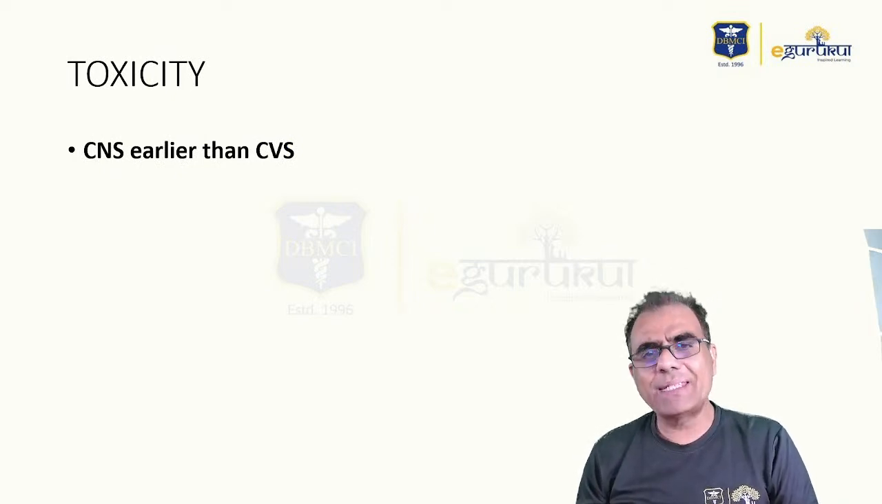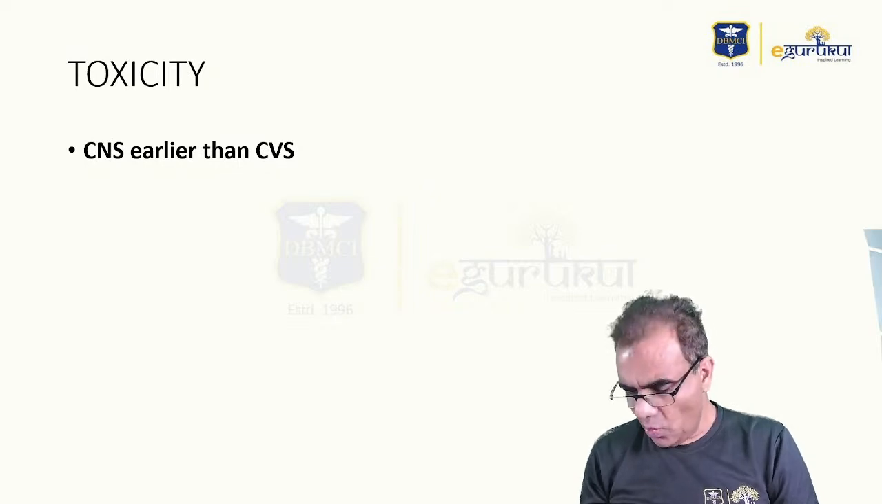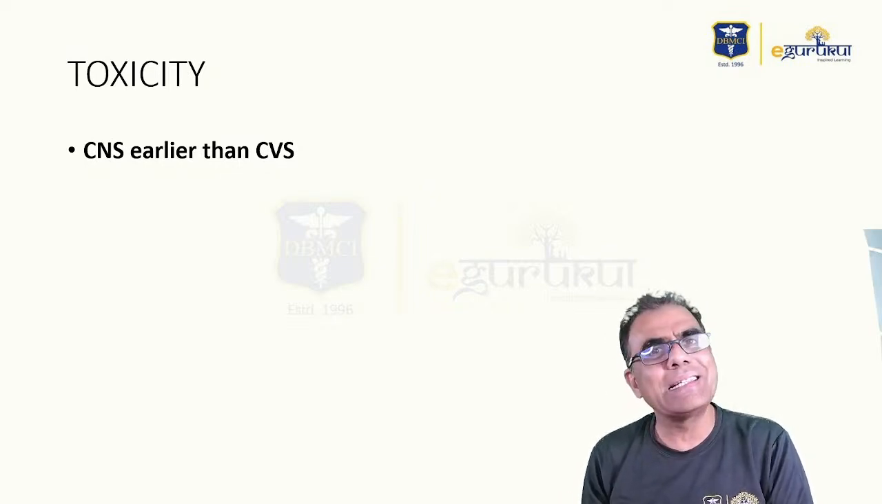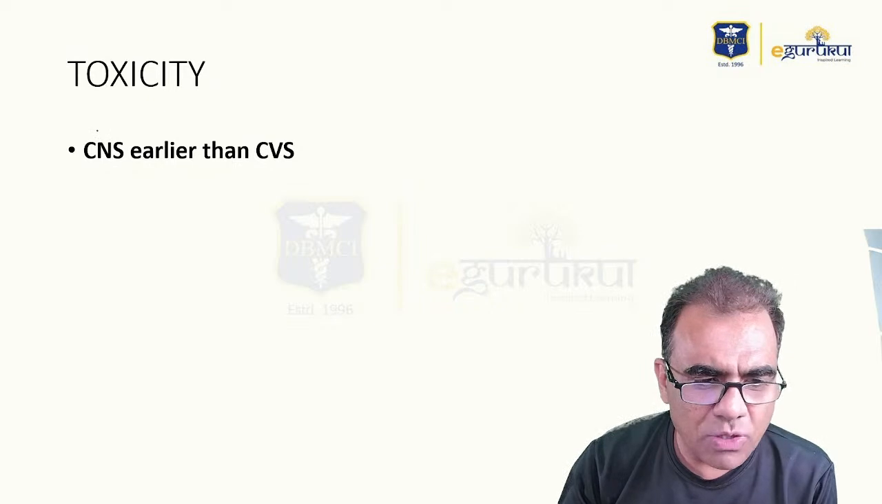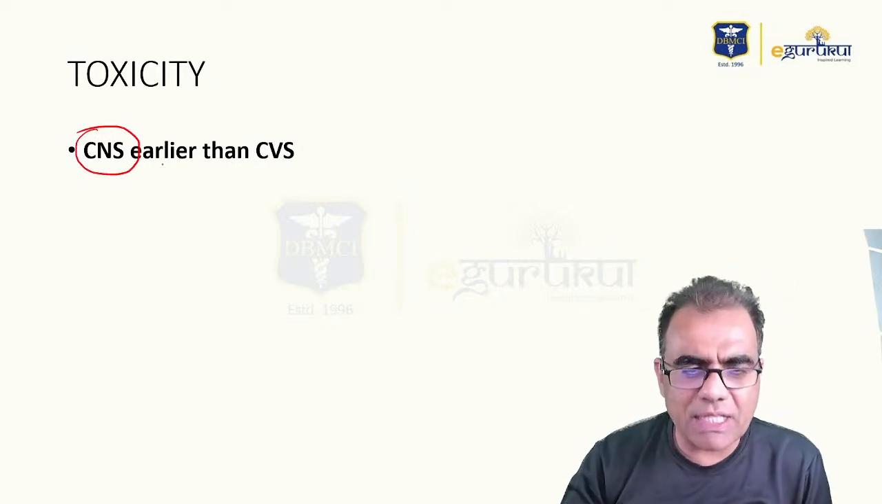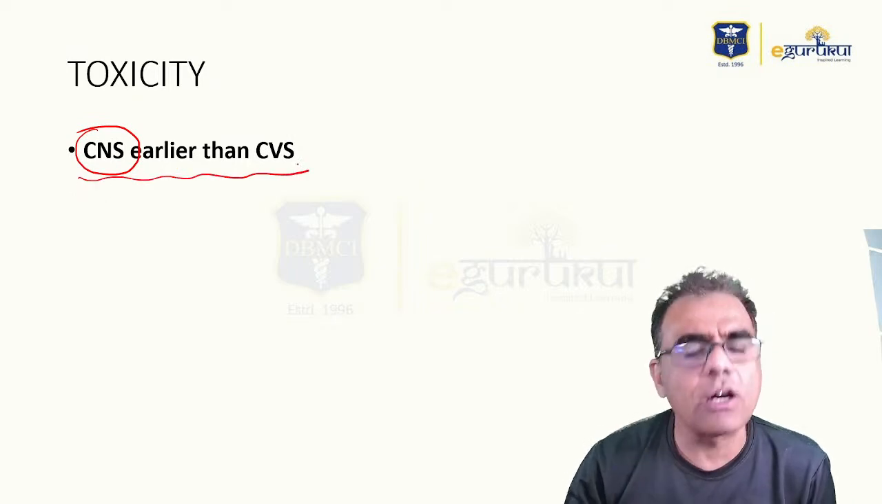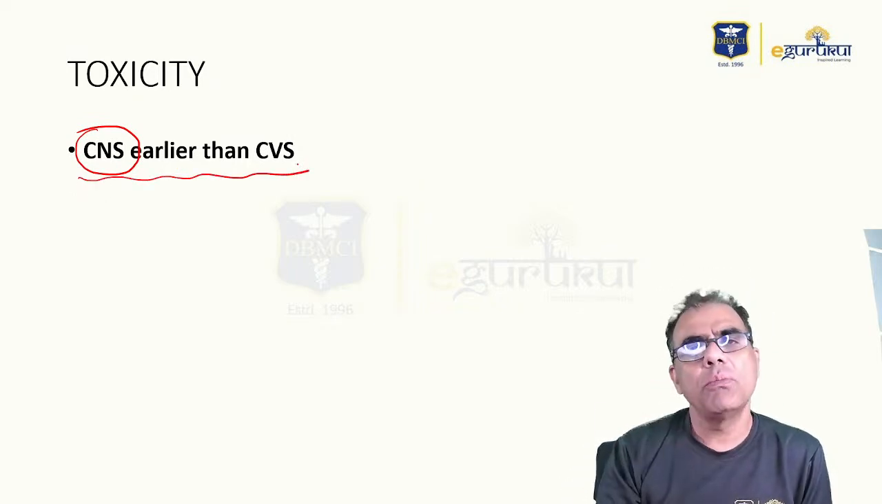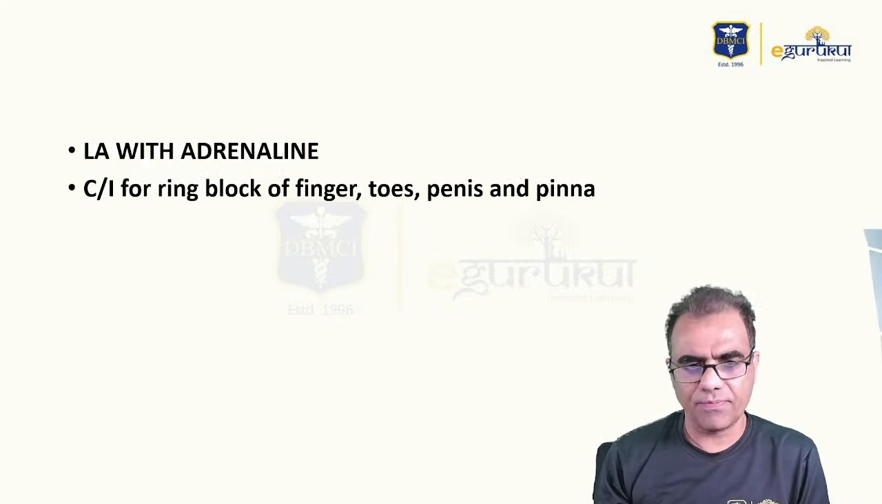Toxicity. The main systems which are involved in local anesthetic toxicity are CNS and CVS. And CNS is more sensitive. So therefore, CNS is blocked earlier than the cardiovascular system. So CNS is more sensitive than the cardiovascular system.